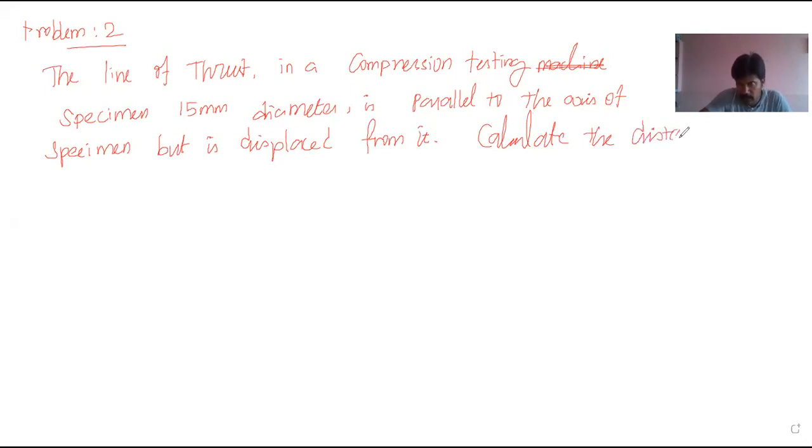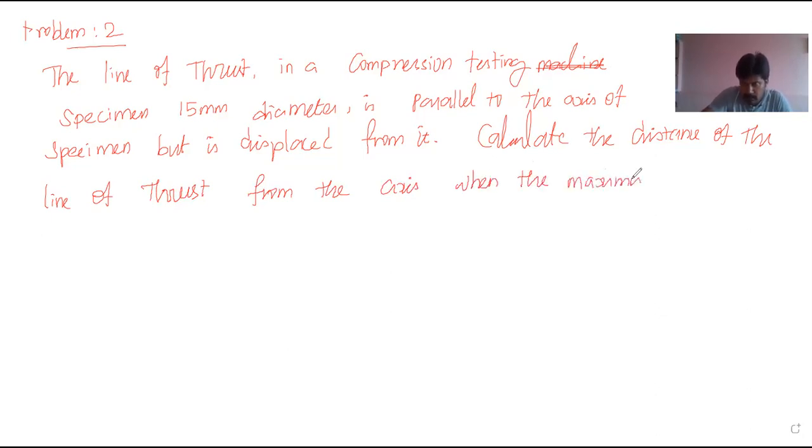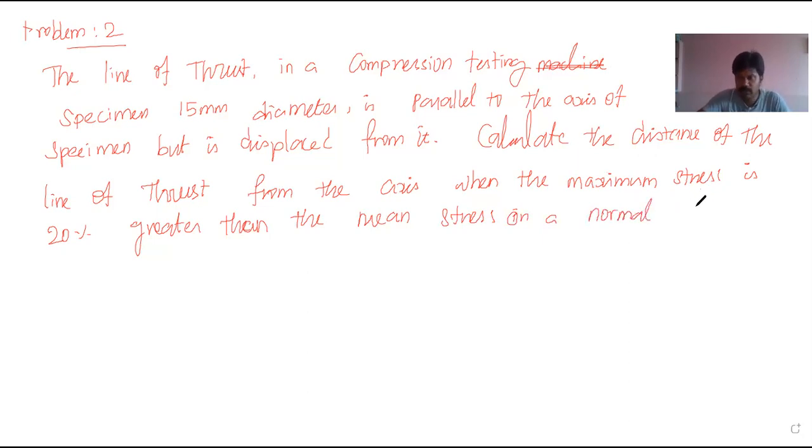Calculate the distance of the line of thrust from the axis when the maximum stress is 20 percent greater than the mean stress on a normal section.